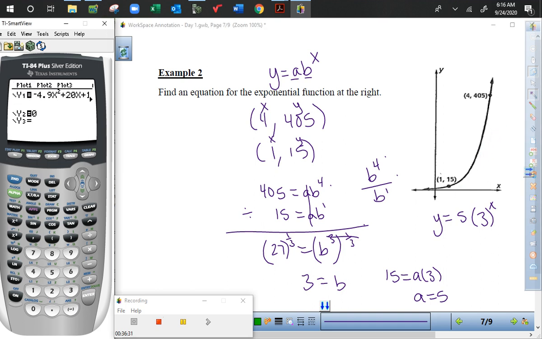Just to show you it works, I'm going to type the equation into the y equals. It's always good to check it if you can. And then we're just going to go to our table to see if these numbers pop up. So second graph will bring up the table. And mine's weird, let me fix it real quick. I want to start at 1 and count by ones. So 15 is right there. If I go down, 405 is there. Okay, so it checks.